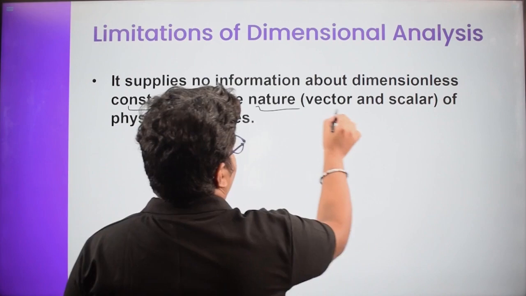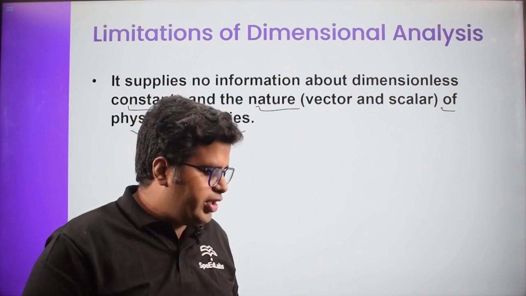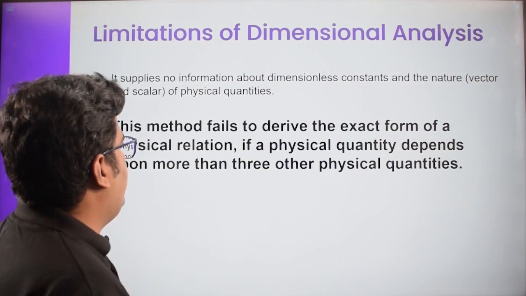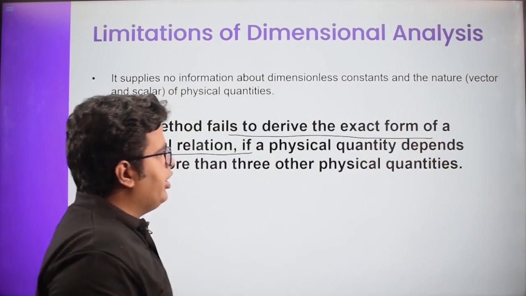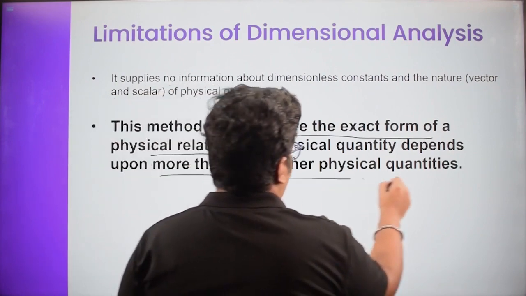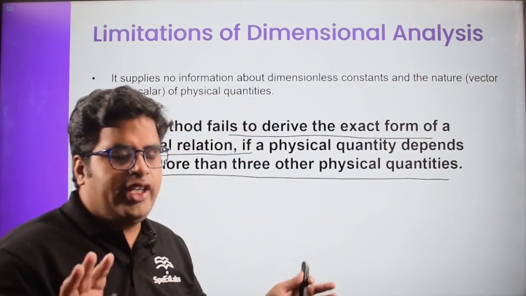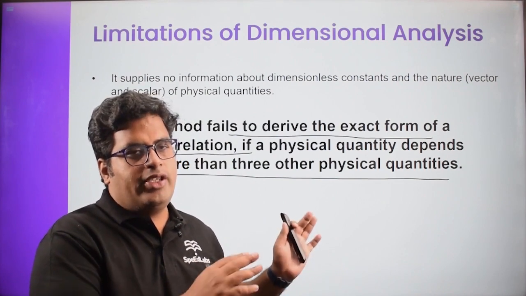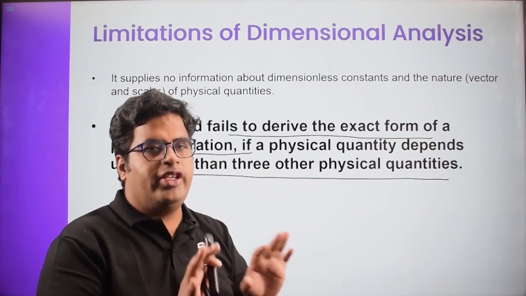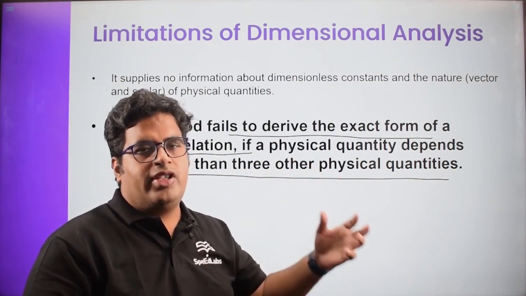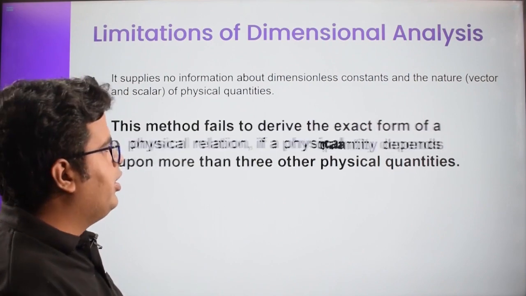And for the nature of physical quantities, using dimensions you cannot say whether it is a vector or a scalar. So that is again a major limitation of dimension analysis. And second, this method fails to derive the exact form of a physical relation, that is, if a physical quantity depends on more than 3 other physical quantities. Because we are writing in terms of M, L and T, that is the mass, length and time. Up to 3 we can use this and find it out. But if there is some expression which depends on more than 3 quantities, that's again a limitation, you cannot find such relations using dimension analysis, right?